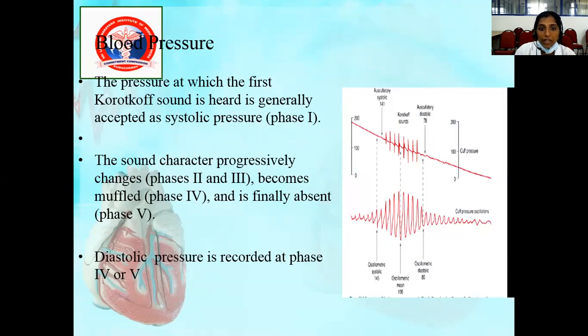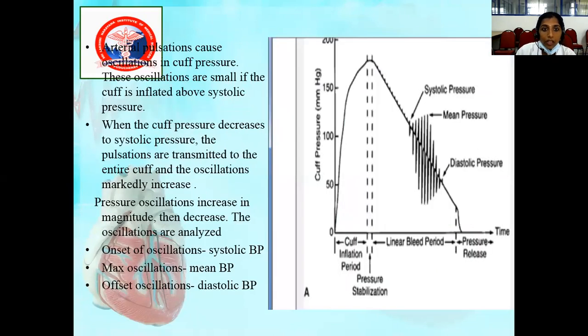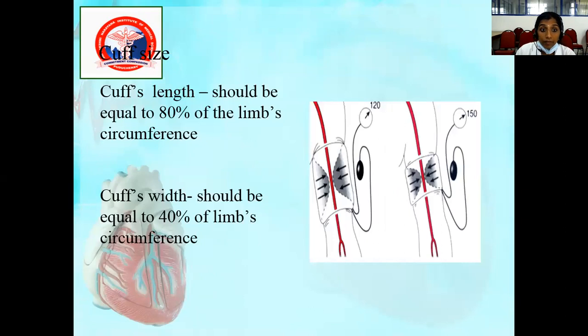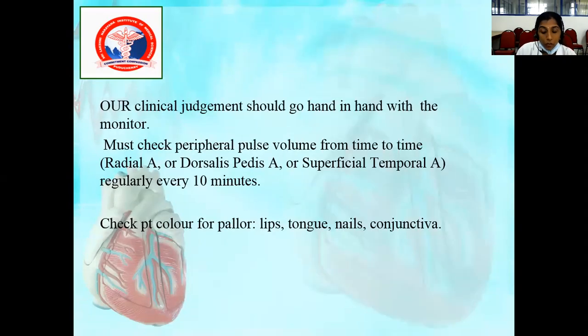So we all know the pressure at which the first Korotkoff sound is heard is the systolic pressure, and then it will gradually change. It will become slow, muffled, and finally absent. And diastolic pressure is recorded at phase 4 or 5. Okay. So the cuff length and cuff width. The cuff length should be equal to around 80% of the limb circumference, and the cuff width should be around 40% of the limb circumference. Because all these things affect the blood pressure.